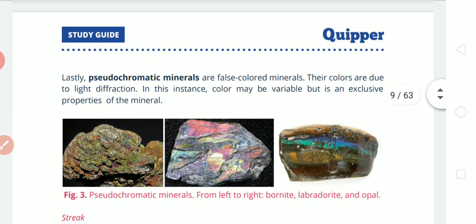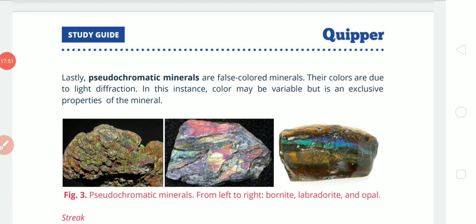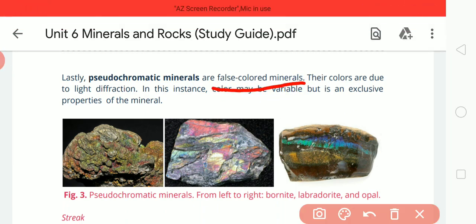So, lastly is the pseudochromatic minerals. They are the ones that are called false colored minerals. So that means hindi siyang totoong kulay. Their colors are due to light diffraction. In this instance, color may be variable but is an exclusive property of minerals. So kasi nga yung light diffraction class, may tabo lang na siya kung ang light dili directly walay direct heat. Dili directly maigo ang mineral sa isa ka light.